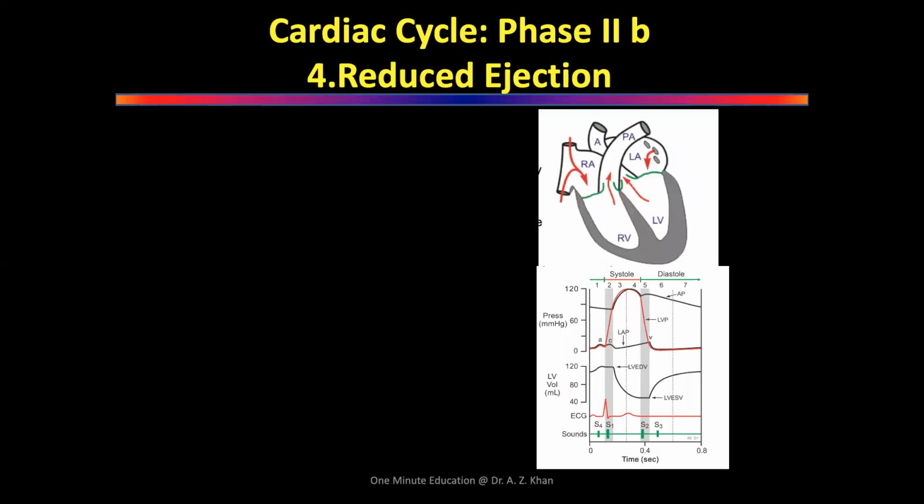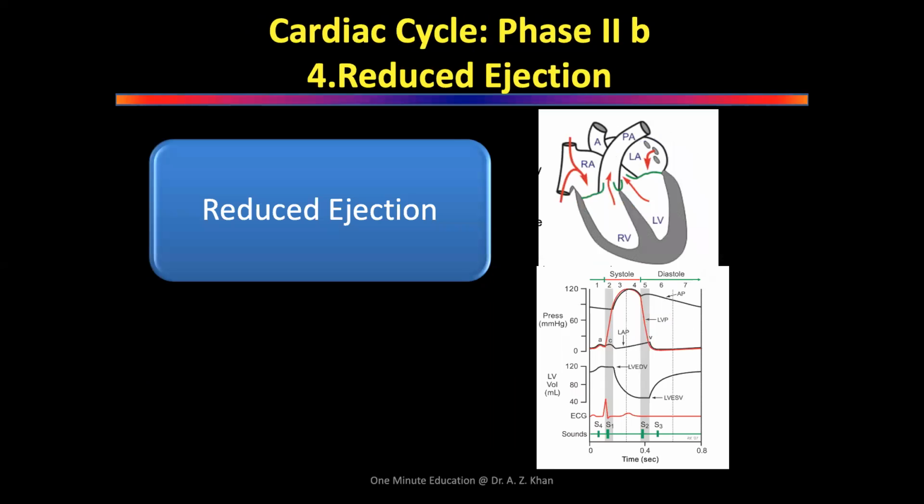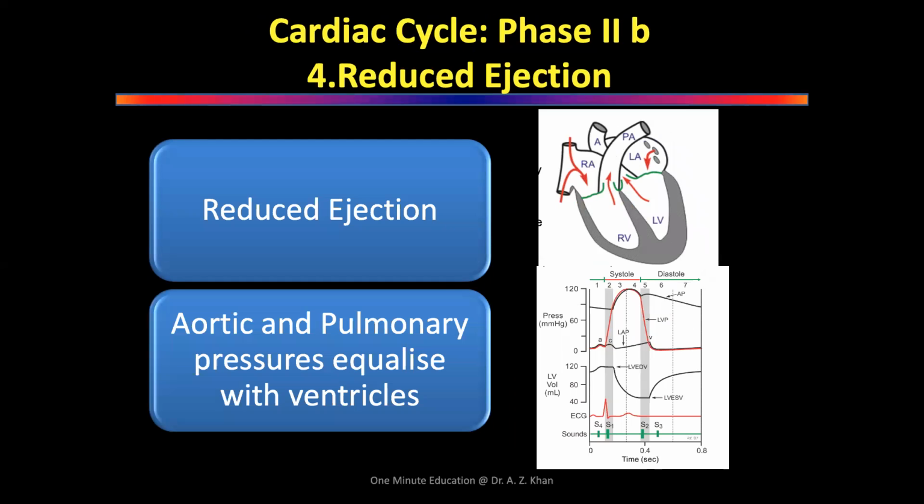And then it comes to a phase where the volume of blood inside the left ventricle is less, and simultaneously aortic pressures are rising. So the flow is less, so it goes to reduced ejection. Why is the phase of reduced ejection there? Because the pressures are starting to equalize. The pressures are equalizing. That's the answer to the question.